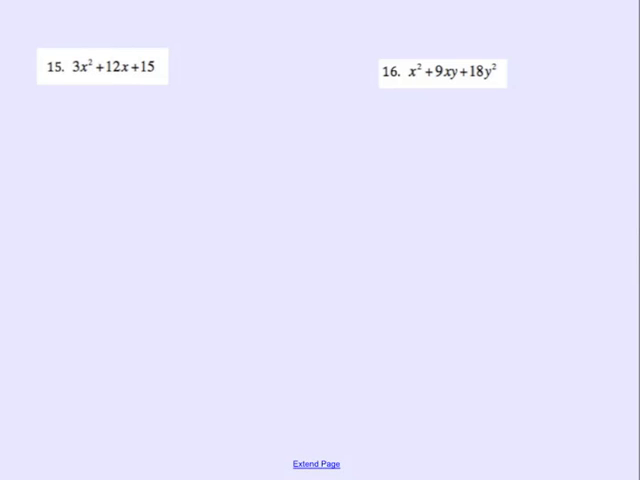Looking at number 15, I notice there's a 3 out in front. The first thing I want to check is, can I divide them all by 3? Is 12 and 15 divisible by 3? Yes. So my GCF for this one is 3. So I'm going to write that out in front like I did before. So I have x squared plus 4x plus 5.